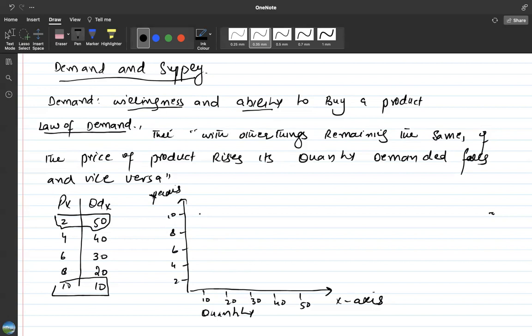So when the price was 10, the quantity demanded was also 10. When the price was 8, the quantity demanded was 20. When the price was 6, the quantity demanded was 30. When the price was 4, the quantity demanded was 40. When the price was 2, the quantity demanded was 50. So we draw a line that is called the demand line. The demand line shows an inverse relationship between the price and quantity.